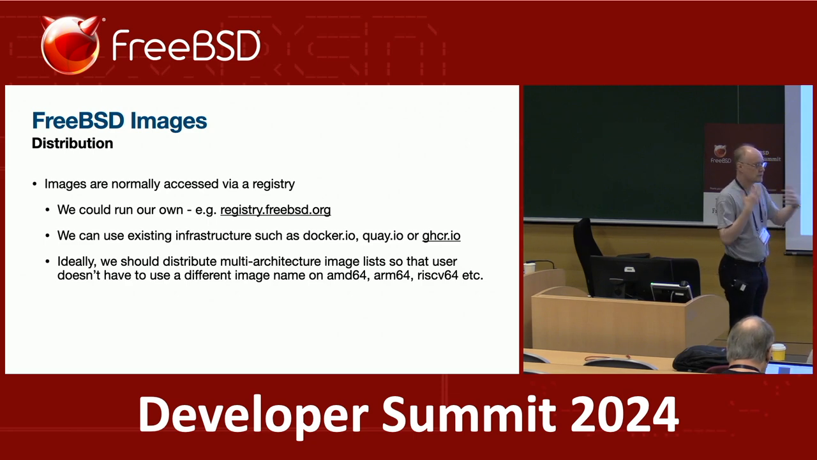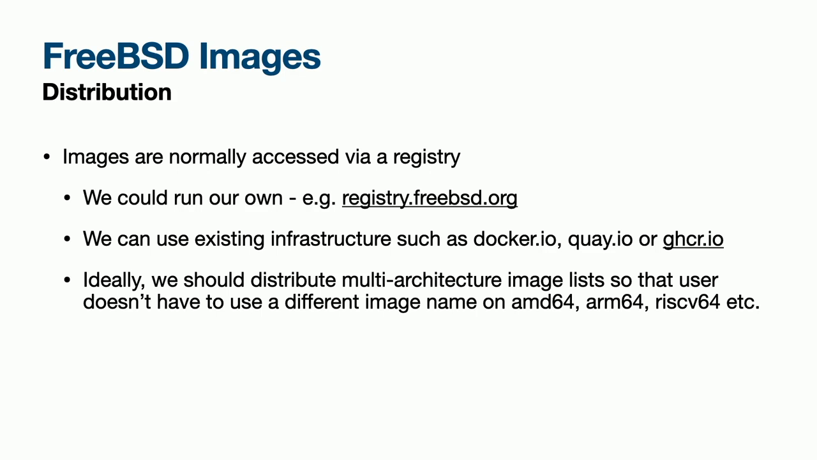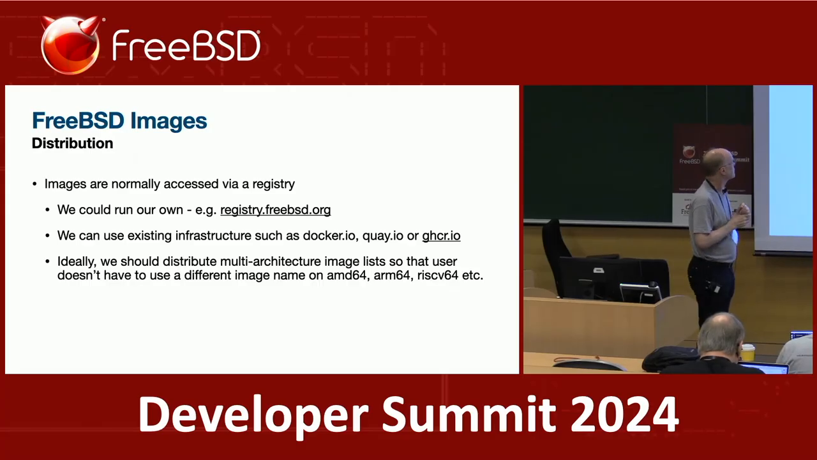So the registry has two jobs. I'm adding a third job. I said two jobs earlier. The first job is to store the stuff. Second job is to name the stuff. And the third job is to give network access to it, pushing and pulling for people using the image or updating the image. We could run our own.